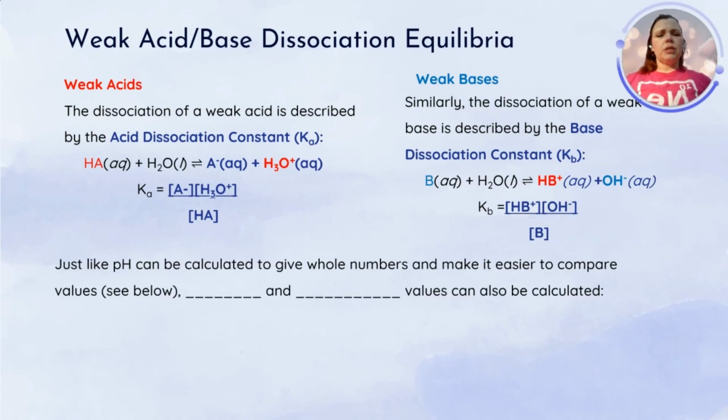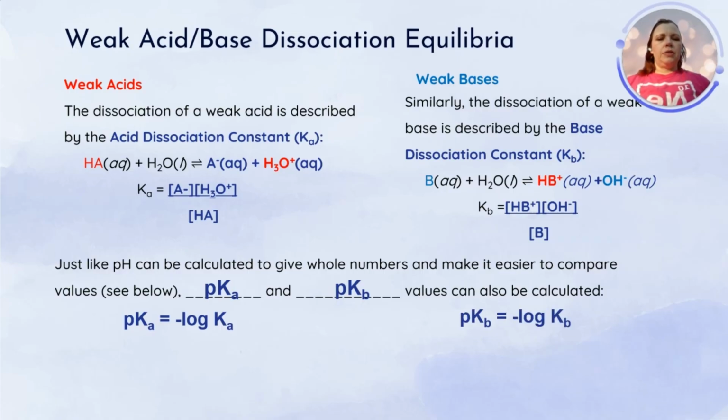Just like pH can be calculated to give numbers that fall on the scale of 1 to 14, which is easier for our brain to think about, we can make it easier to compare values for acids and bases by using pKa and pKb. pKa is equal to the negative log of your Ka, whereas pKb is equal to the negative log of your Kb. For conjugate acid-base pairs, a special relationship exists.